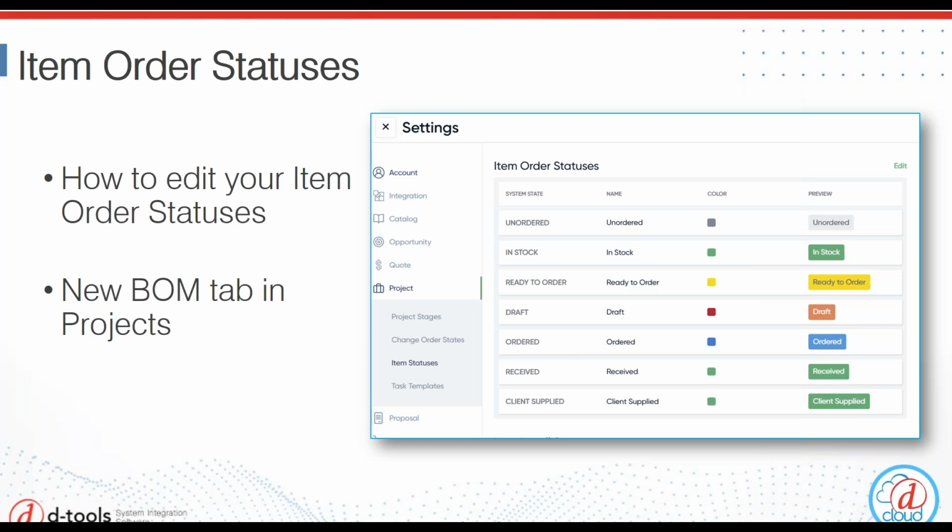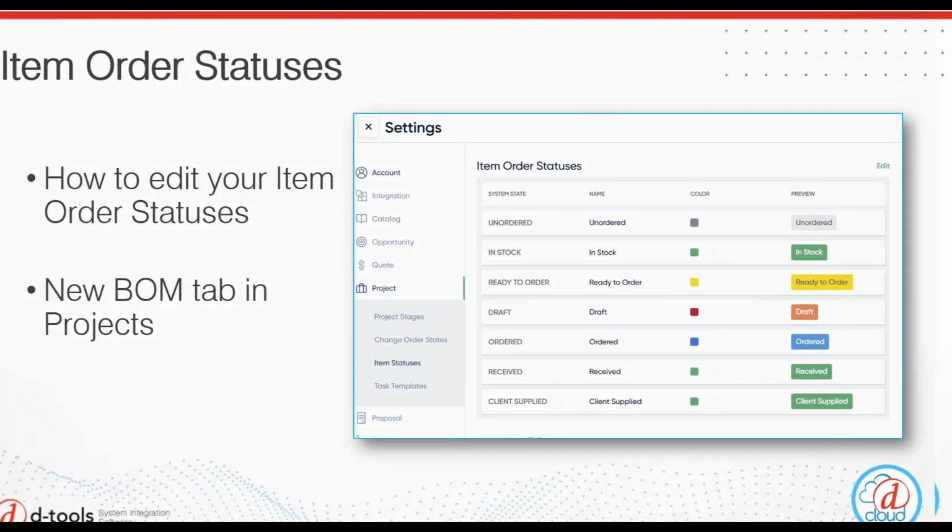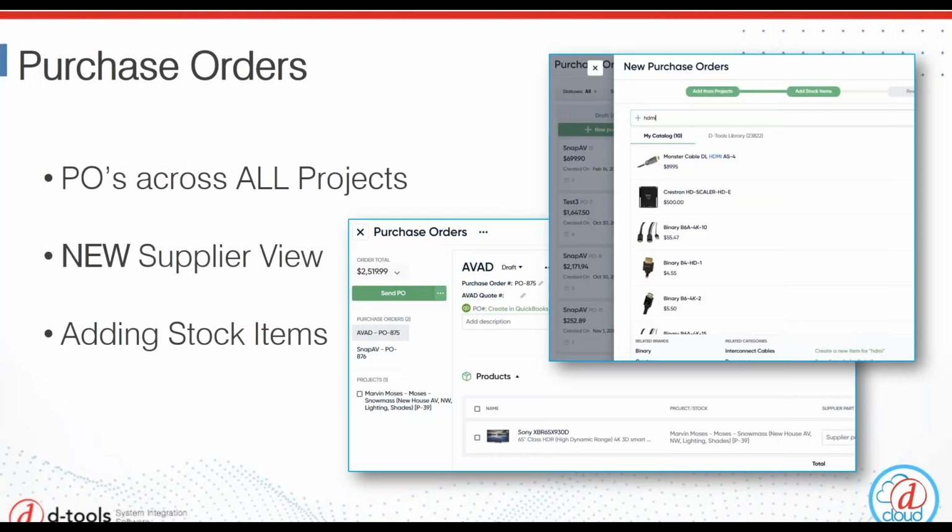Okay, so our topic tonight is purchase orders. First we're going to cover how to edit your item order statuses in settings, just renaming them and changing the colors if you want. We also have a new bill of materials tab in projects where you'll be updating the same statuses for your materials. We'll create a PO from one project, take a look at how to create POs across all projects and add stock items from the catalog. And then we also have a new supplier view that we'll talk about.